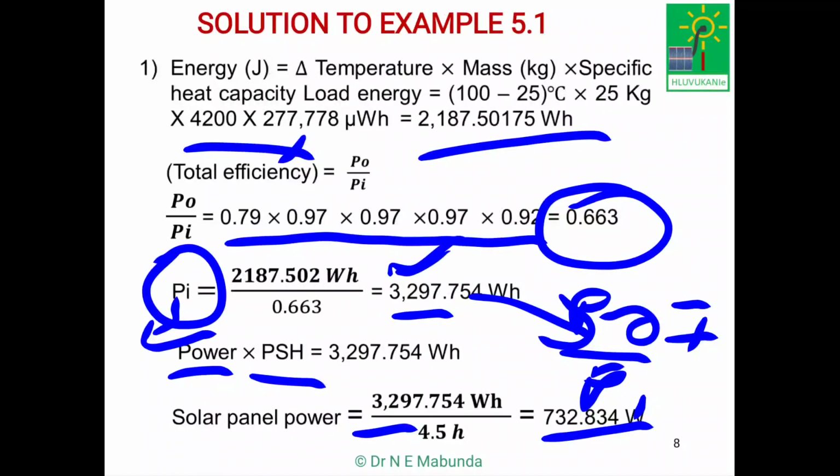Bear in mind that this heating by this solar panel of 732,825, it will take the whole day to boil the water. So if you want to make it half a day, you might have to double the solar panel and so forth. But that's what you need to boil water throughout the day, with an assumption that it's a clear sky day, which gives you 4.5 hours as a peak sun hour.